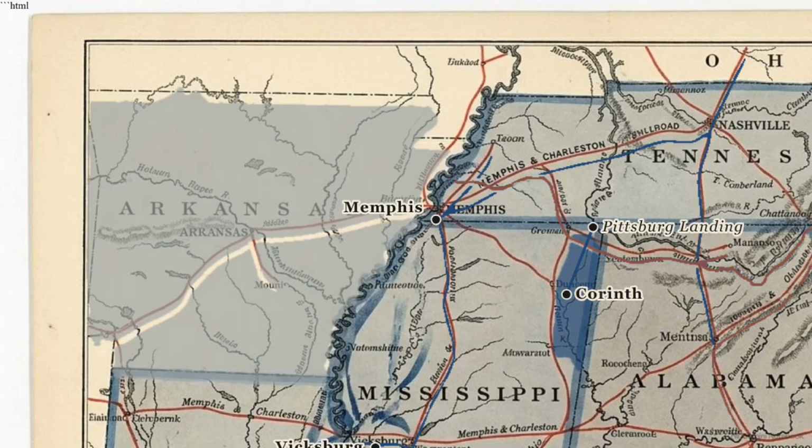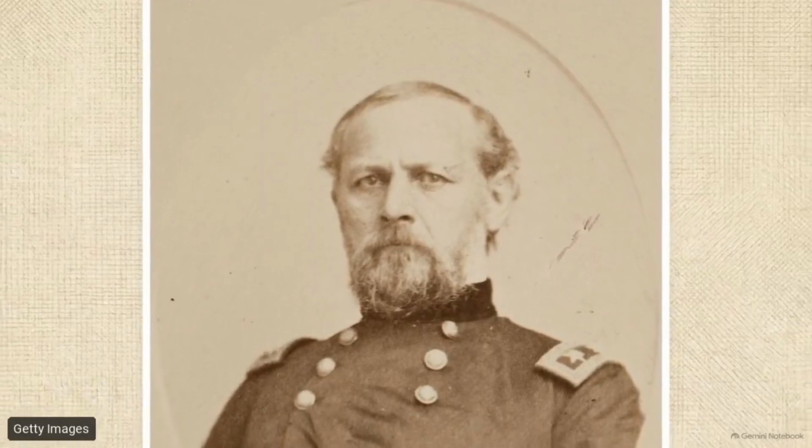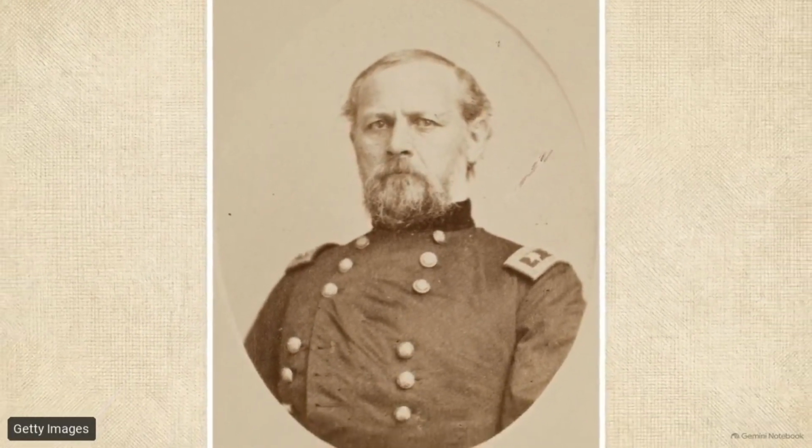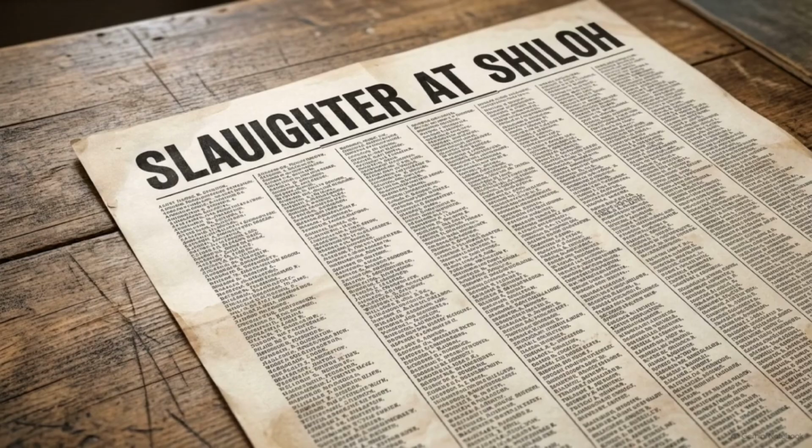This operational success paved the way south, enabling the capture of Memphis and the siege of Vicksburg, finally severing Confederate control of the Mississippi River. In the immediate aftermath, Grant faced severe political and public backlash. Critics pointed to his failure to fortify the camps at Shiloh.